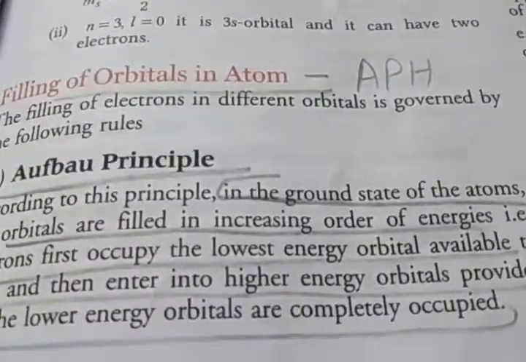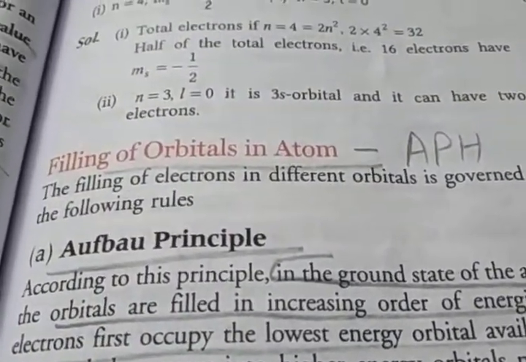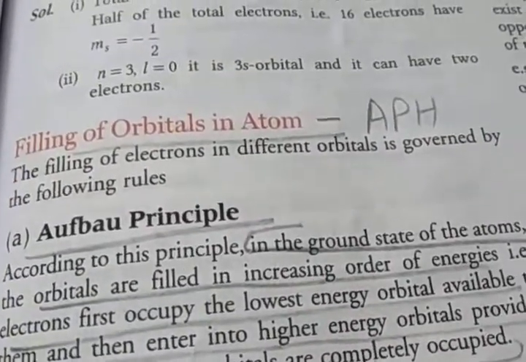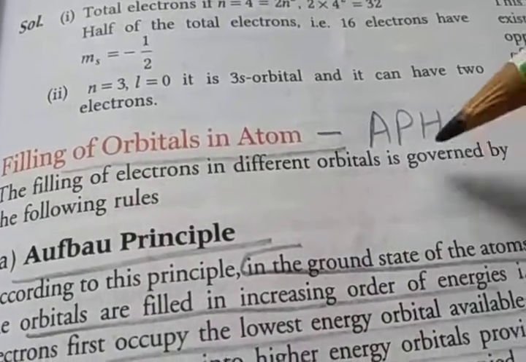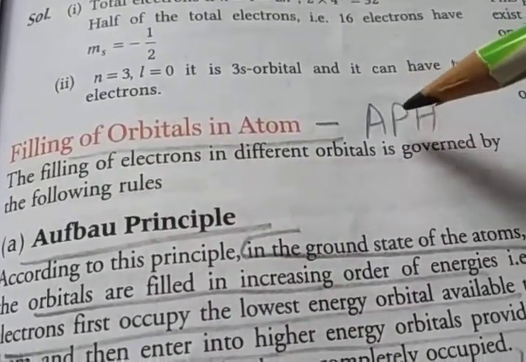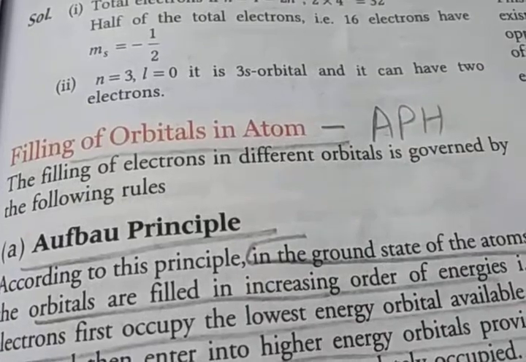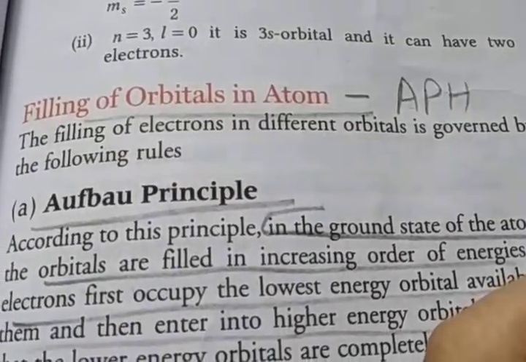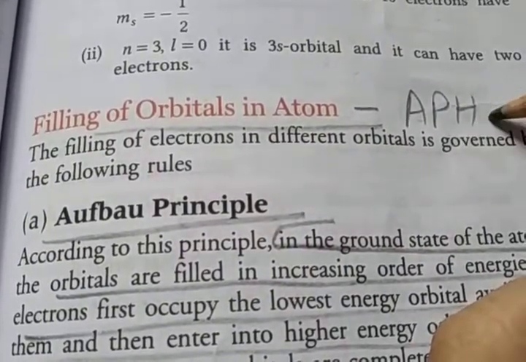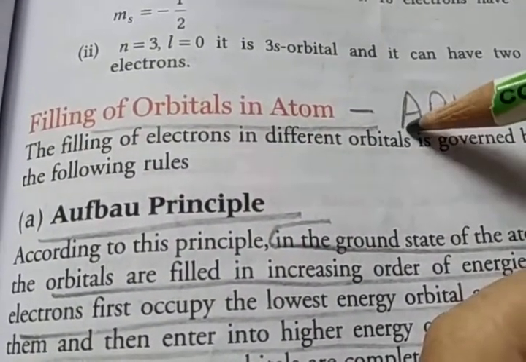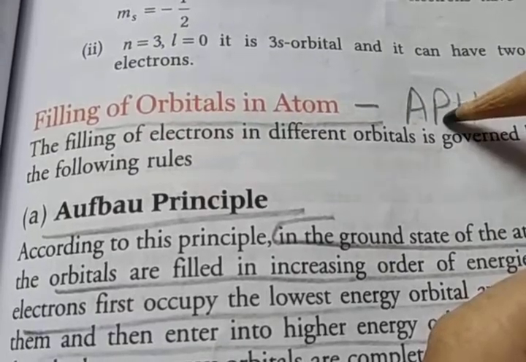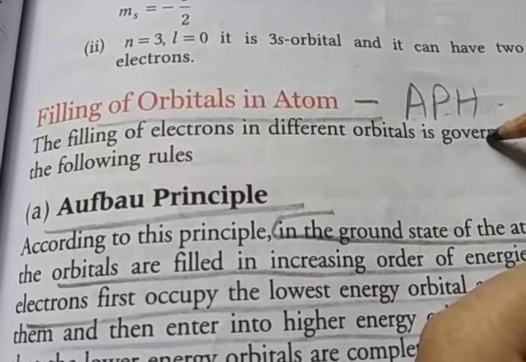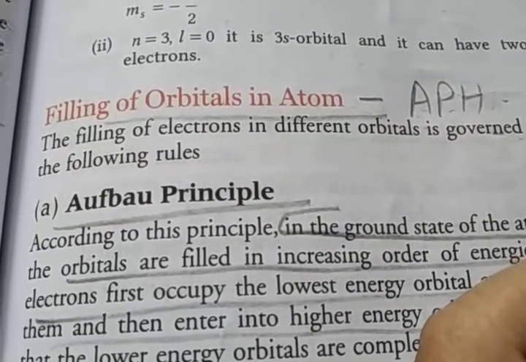Next topic is filling of orbitals in atoms. Okay, it is very important. Filling of the electrons in different orbitals in an atom is governed by three rules. First is the Aufbau principle, A. P is the Pauli exclusion principle, and H, third, is Hund's rule. Okay, A Aufbau principle, P Pauli exclusion, and H Hund's rule. So there are three principles for filling of the orbitals in atoms.